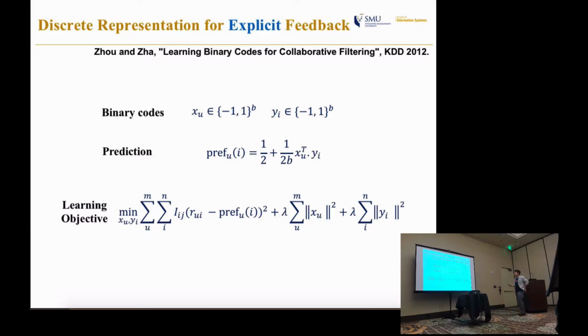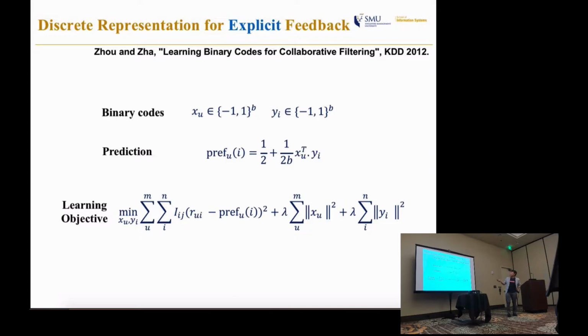Okay? Now, for example, if xu are all -1s and yi are all 1s, so they are opposites, in that case, this is going to evaluate to -half plus half, then it's going to be 0. But if they are all the same, you're going to get b over b, so this one is going to evaluate to half plus half is 1. So essentially it's just scaling to go from 0 to 1.